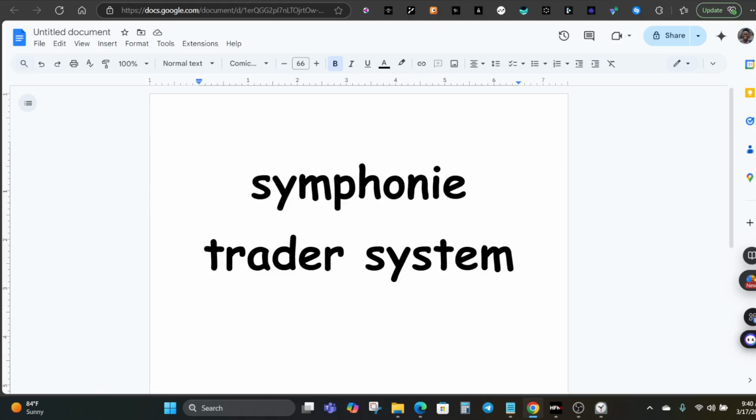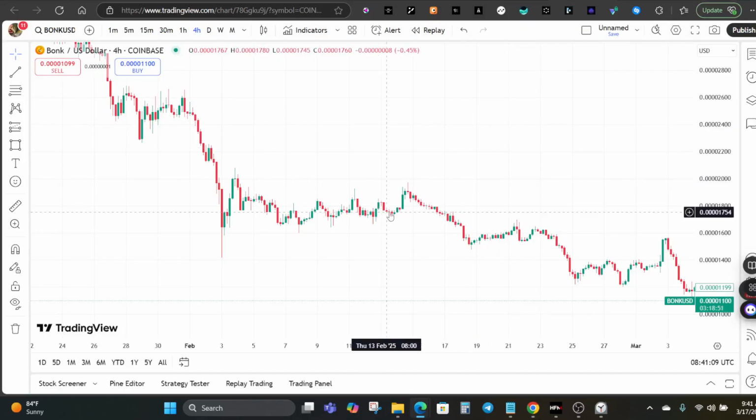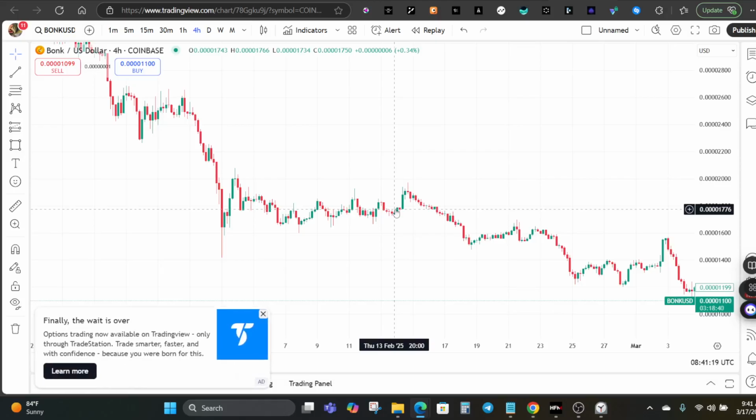Okay, let us jump right into it. We are going to be starting with the basics. What exactly is the Symphonie Trader System? It is a Forex indicator based system that is designed to give clear trade signals based on four key factors. The first factor is trend strength.